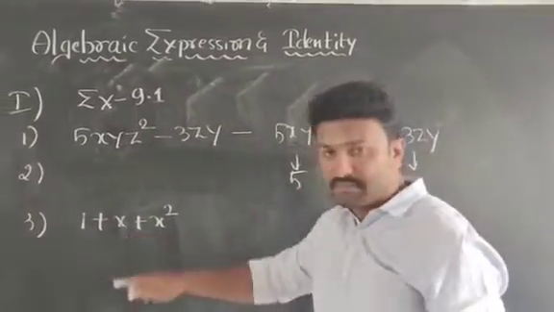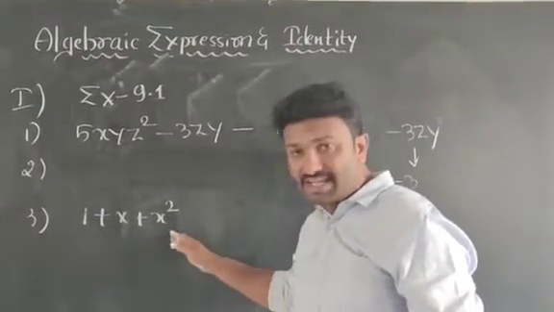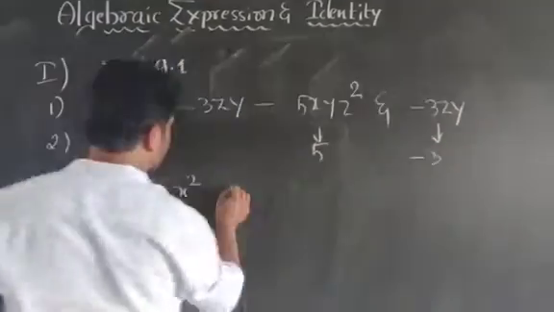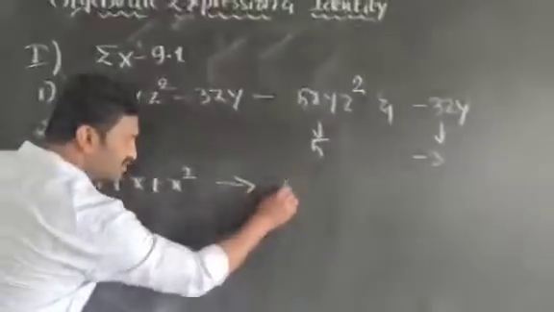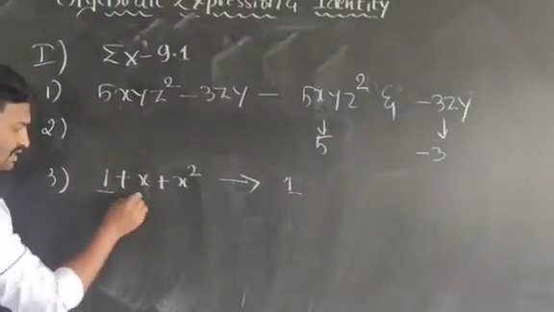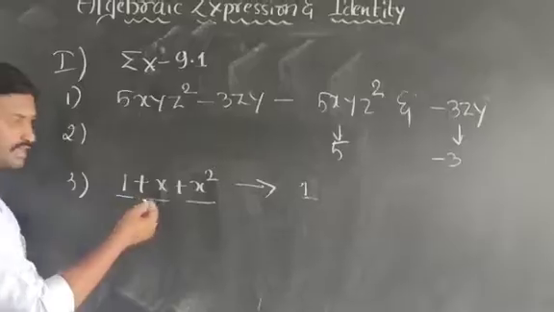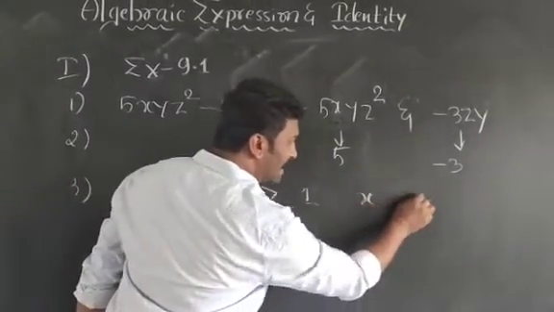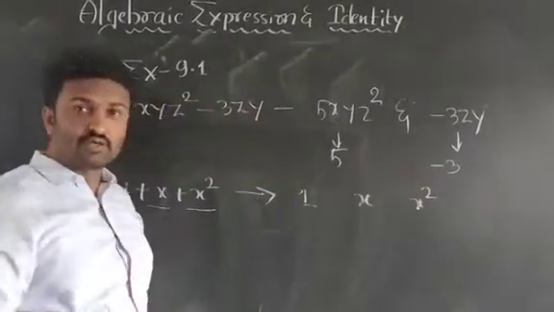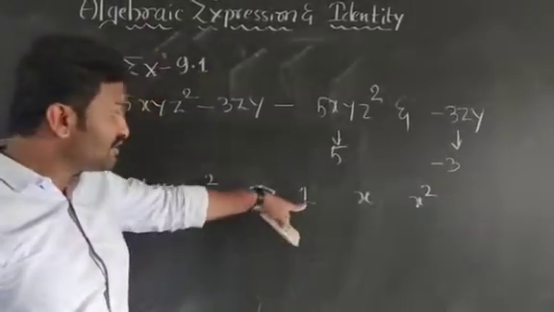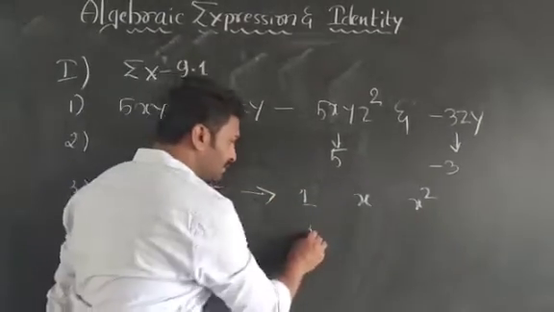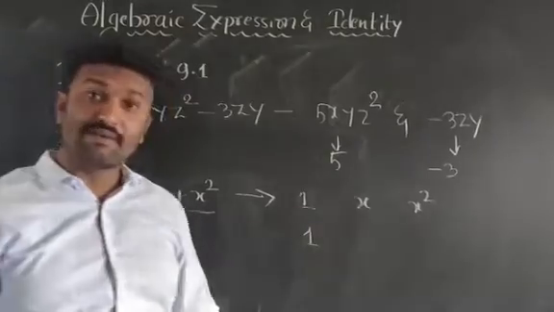And here is one more problem. How many terms are there? 3 terms are there. Which are those? First term, second term, third term, right? 1, x and x square are the 3 terms which are present in the expression, and the coefficient of this one is 1 only.